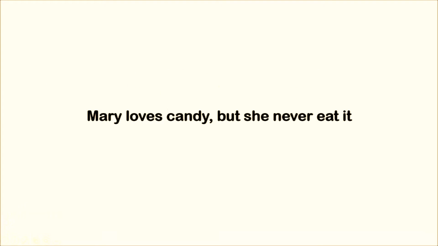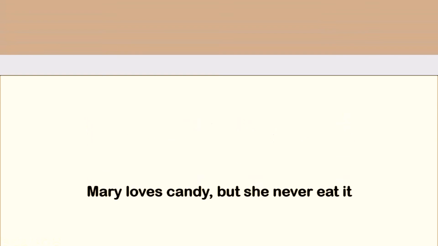Another important factor is that you can use conjunctions to alter the meaning of the sentence. An example could be, Mary loves candy, but she never eats it. Here the word but is used to change the meaning of the sentence. Mainly the word but is used, but you can also use other words such as and, yet and so.